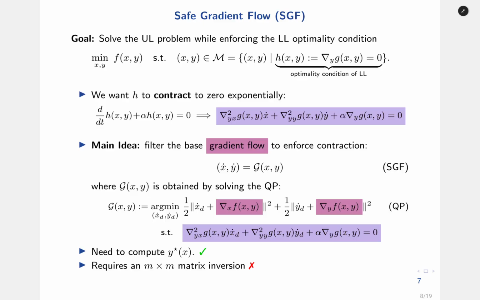A key advantage of this approach is that we never need to compute the exact lower level solution y star of x. The QP, despite having a closed form solution, requires inverting an m by m matrix.